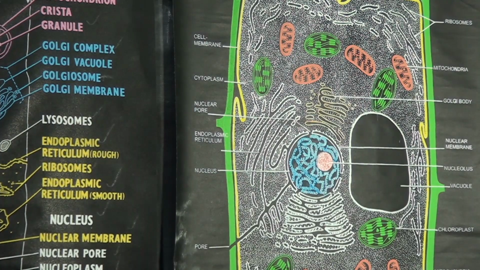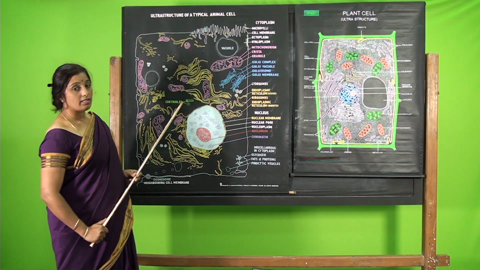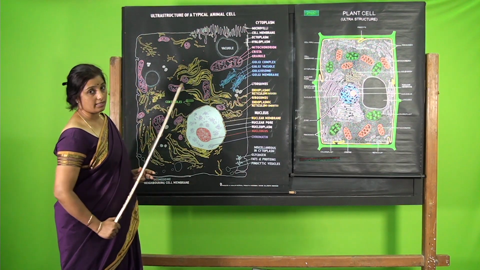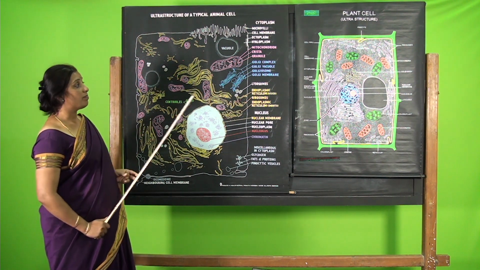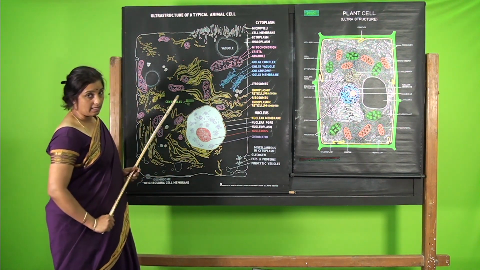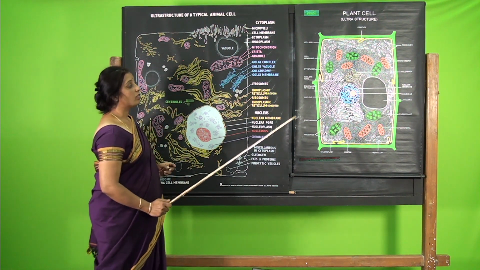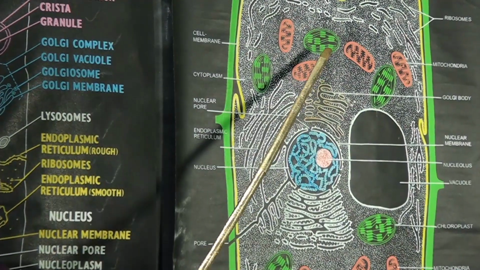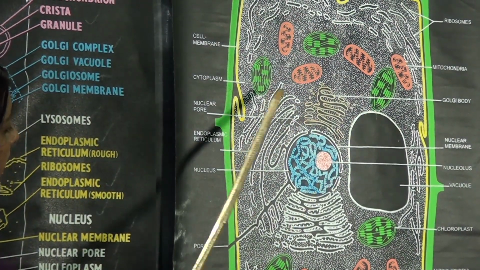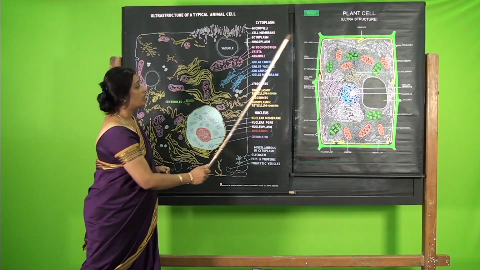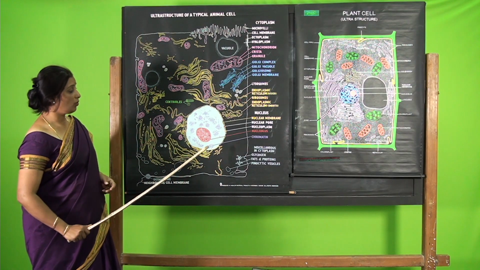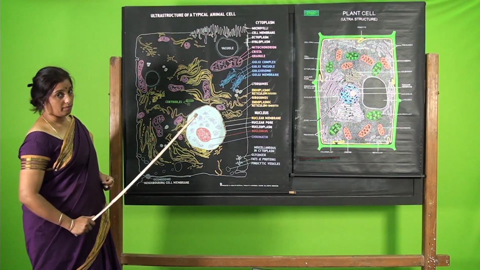Now let us see what are the differences that are there in both the cells. First and the most striking difference between the plant cell and an animal cell is the presence of the chloroplast. These are the chloroplasts which are green in color. You can see here. These chloroplasts are not present in the animal cell.